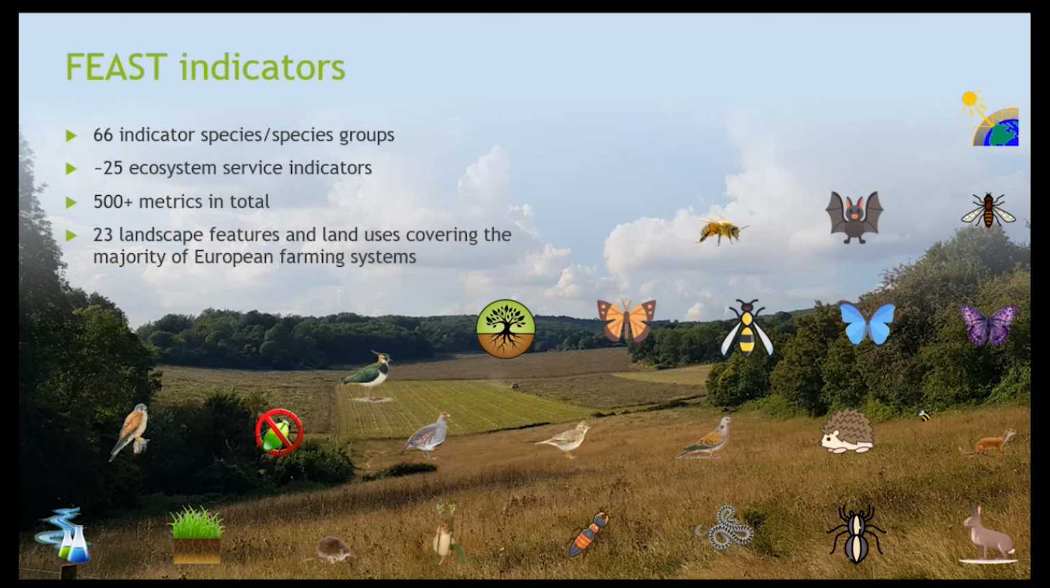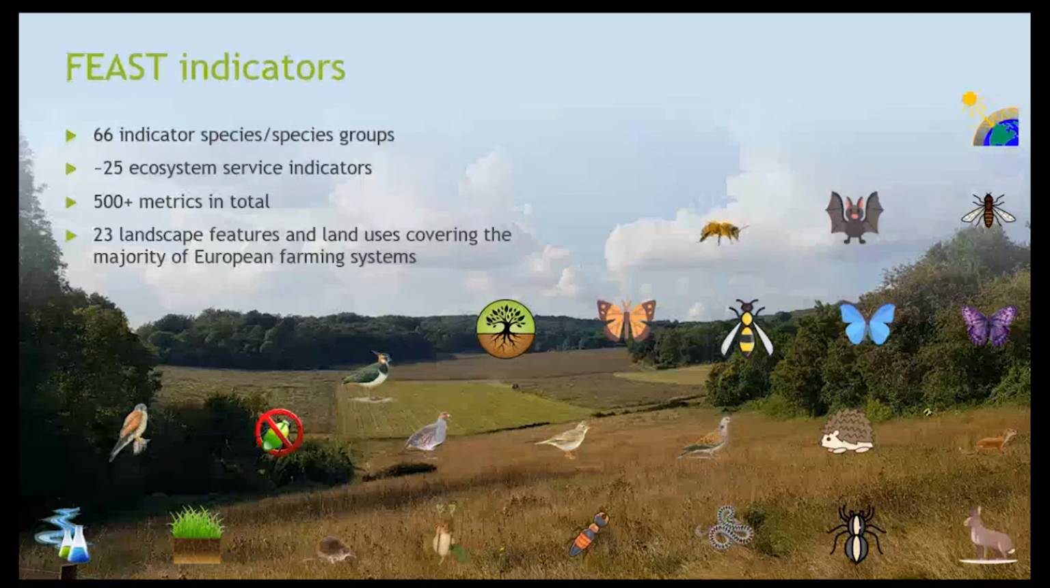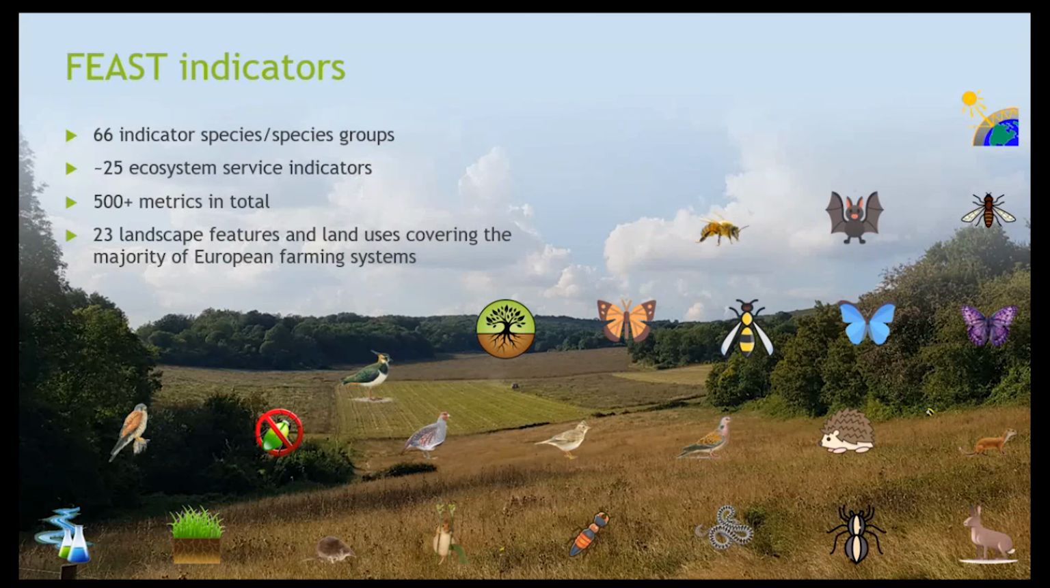And we've got all those metrics for about 23 different landscape features and land uses, which covers the majority of European farming systems. There's probably still a few that we don't cover, maybe things like rice, for instance. But these are things that we hope to build on and add as time goes on. And you'll find once you pick a few, we can then explore those. And I've just highlighted some of these, which we're going to explore within the actual case studies themselves.